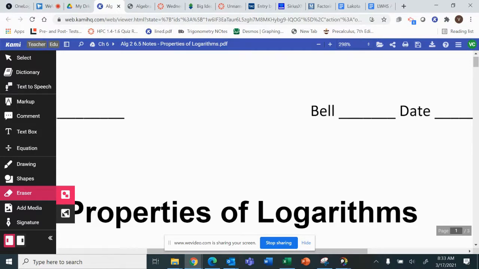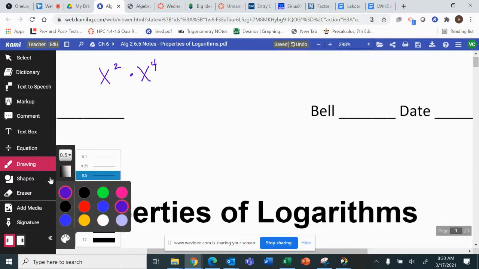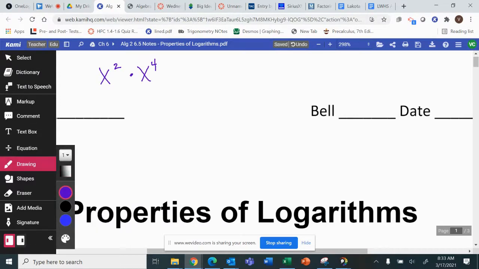Okay, you guys, when we were doing chapter 5, we did something like x squared times x to the 4th. Jackson, when we multiply same bases, what do we do to the exponents? You add them. So we will get x to the 6th. When we multiply, we are actually adding the exponents, right?